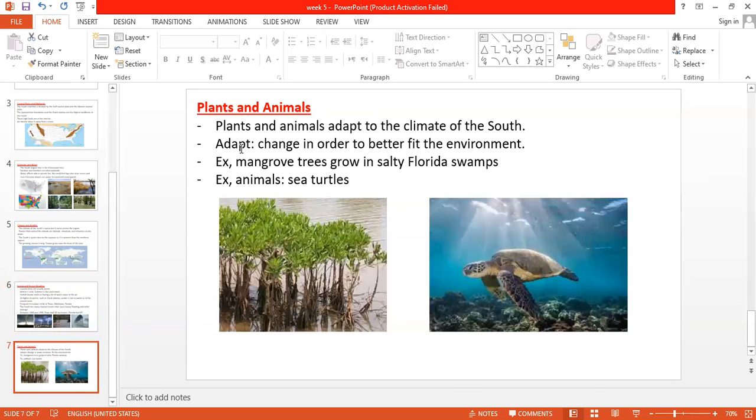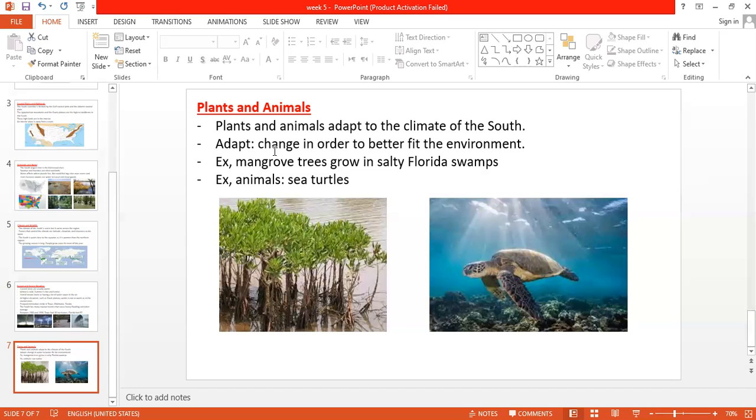Okay, the last point we have about the South is the plants and animals. What about the plants and animals in the south? Plants and animals adapted to the climate of the south. I told you that it's warm in the coastal plain areas in the winter, but it's cold in the plateaus and in mountain areas. And in summer, it's hot and humid. This is the weather. So the plants and the animals try all the time to adapt to that climate.